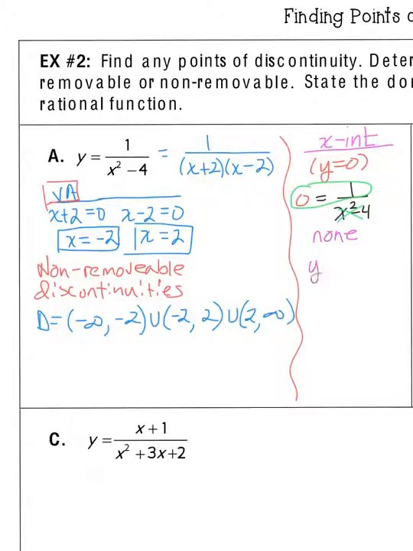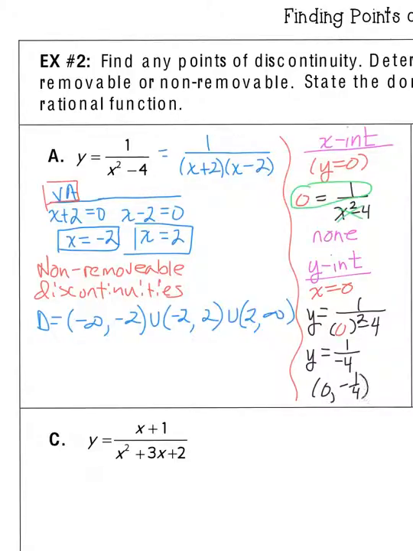So let's look at the y-intercept. The y-intercept is much easier to find. So for the y-intercept, you let the other value, x, be 0. So I have y equals 1 over, and I'm substituting in for x this time. So I'm going to put in 0 for x. And so I get y equals 1 over -4. So I get -1/4. So that means that my y-intercept has an x value of 0 and a y value of -1/4.